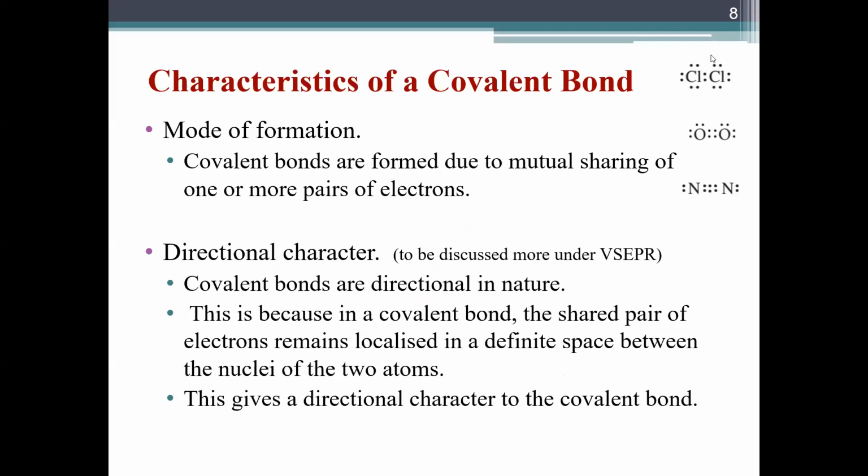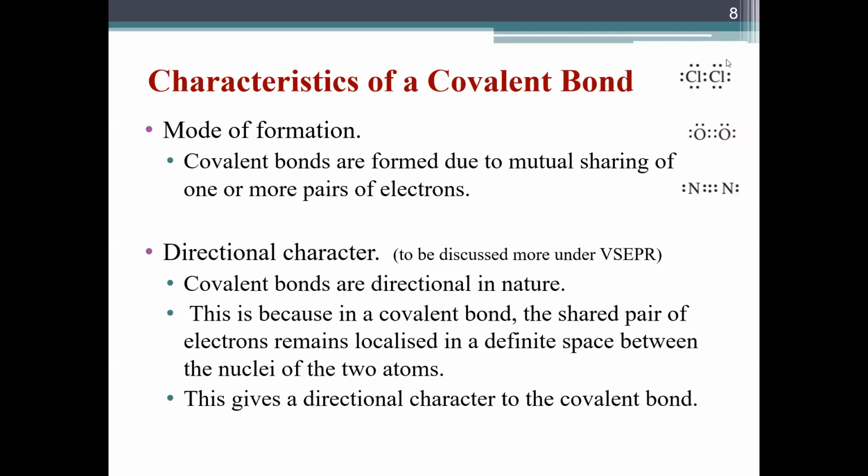What are the characteristics of a covalent bond? Their mode of formation is the characteristic. Covalent bonds are formed as a result of mutual sharing of 1 or more pairs of electrons. Let's look at a quick example we have on the slide. For chlorine, how many pairs of electrons are they sharing?